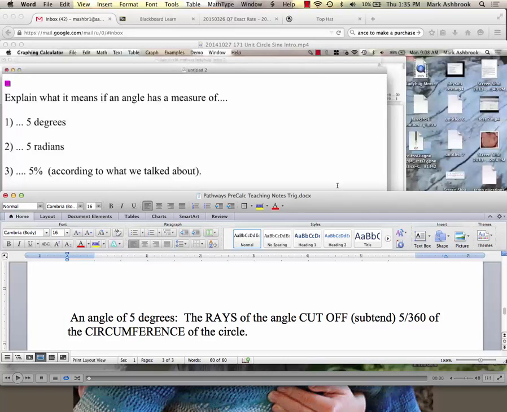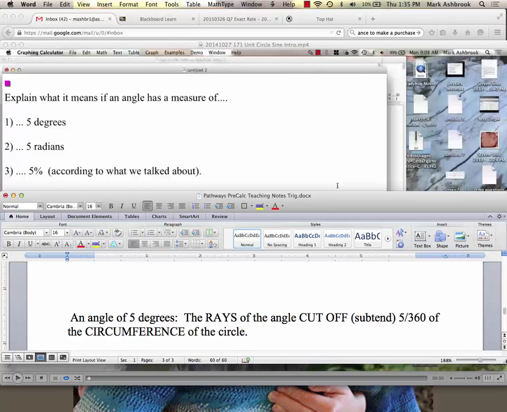Cool. All right, an angle of 5 degrees. The rays of the angle, that's first point. Cut off, subtend, that's the second point. 5 360ths, that's the third point, of the circumference. For 4 points, 1 point for each one of those things that you mentioned.